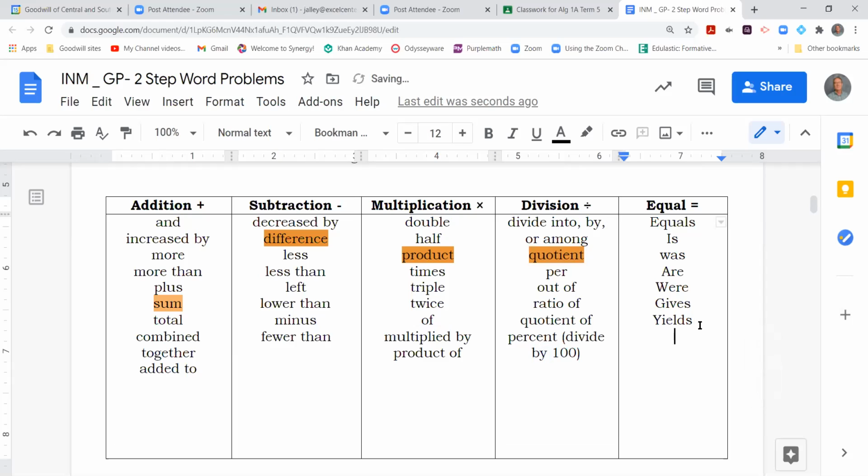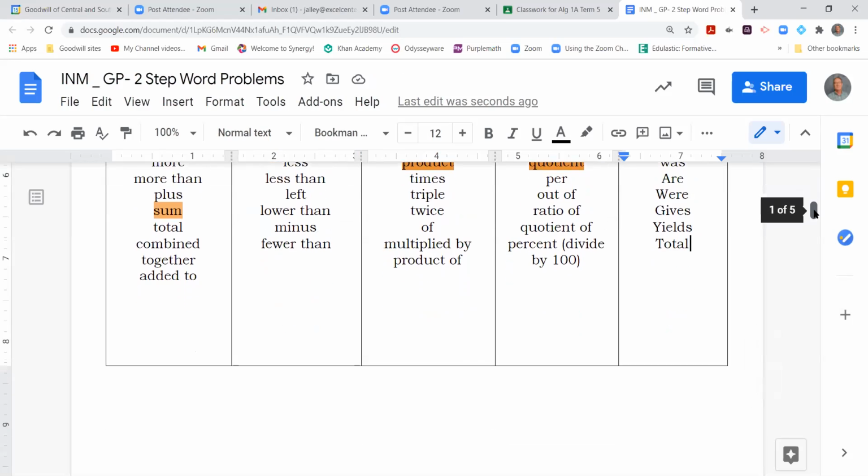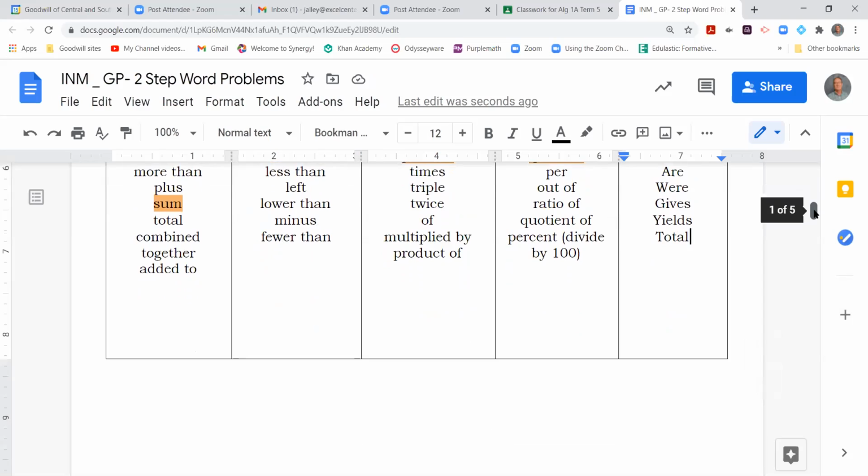The last column, I'm going to add total. Really should be there. When you see any of those words: equals, is, was, are, were, gives, yields, total, that's where the equal sign needs to go in your problem. And I'll give you a clue here also. All of these word problems that we're going to work with are basically 2-step equations.